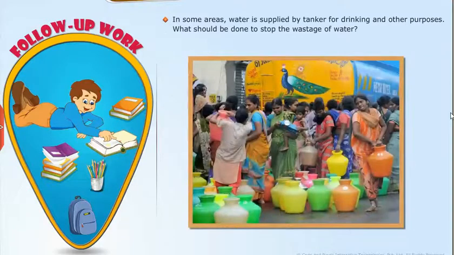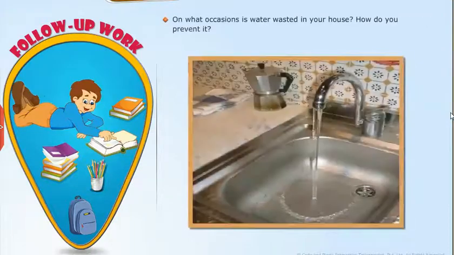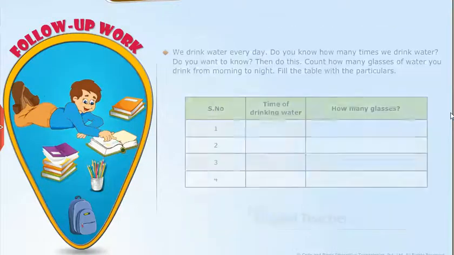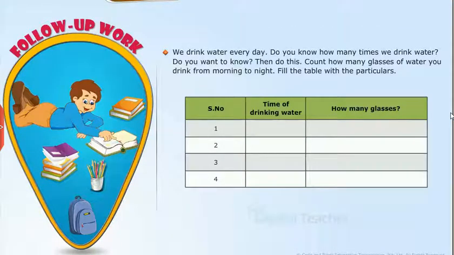In some areas, water is supplied by tanker for drinking and other purposes. What should be done to stop the wastage of water? On what occasion is water wasted in a house? How do you prevent it? We drink water every day. Do you know how many times we drink water? Do you want to know? Then do this. Count how many glasses of water you drink from morning to night. Fill the table with the particulars.